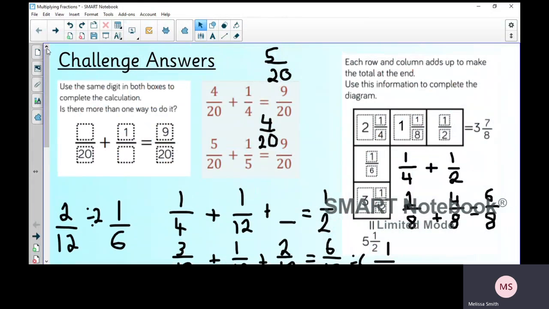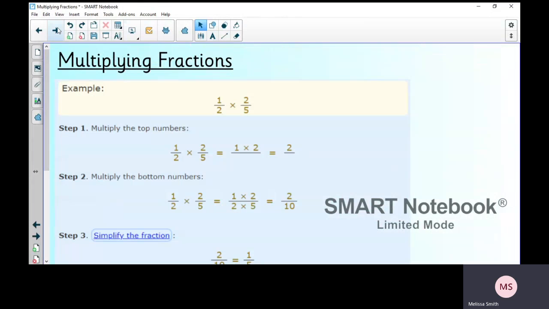Let's have a look what we're moving on to today. So today we're having a look at multiplying fractions. Now, we like multiplying fractions. It's a really easy thing to do. It's quite a simple method. So here we've got 1/2 times 2/5.